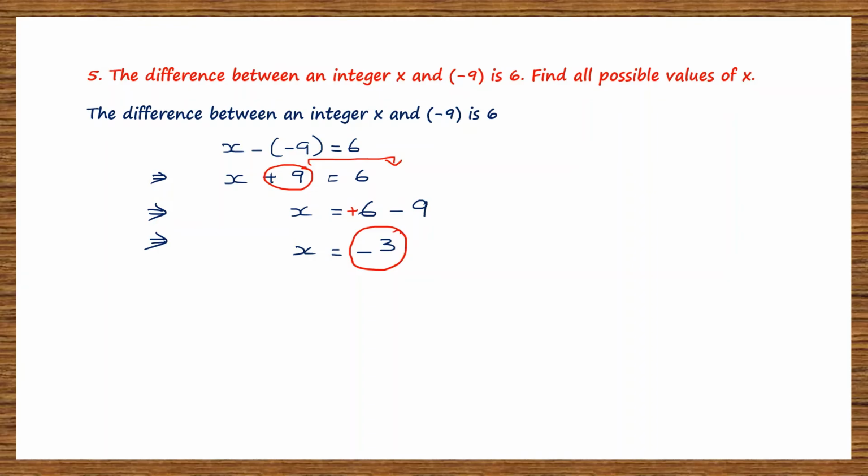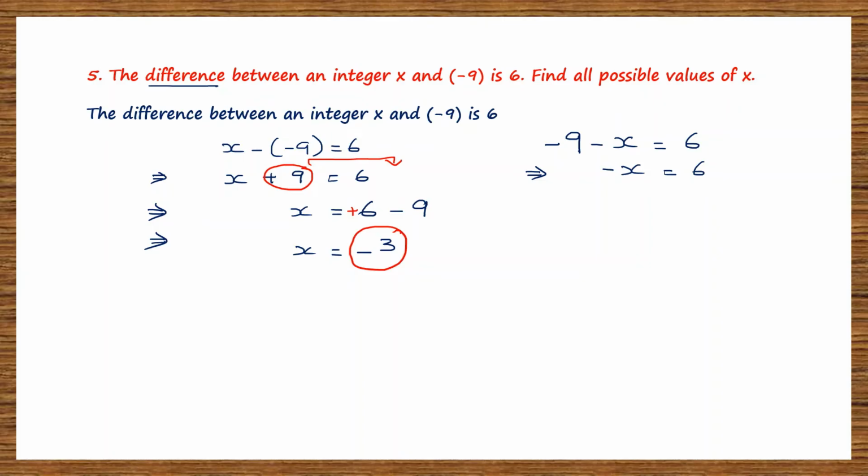How did we get that? We put x first. Now let's put minus 9 first and find out the value of x. So minus 9, then we write minus, we're subtracting x, isn't it? It's subtraction because it says difference. Minus 9 minus x is equal to 6. This is given to us in the question itself. Now we're going to find the value of x. So minus x is equal to 6.